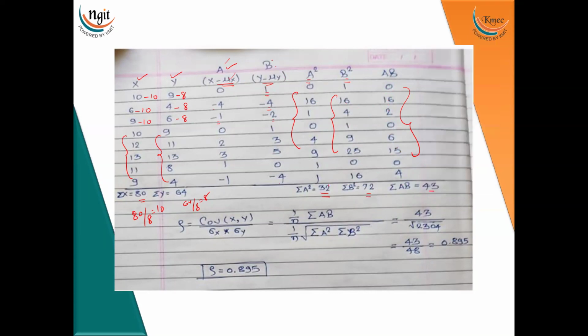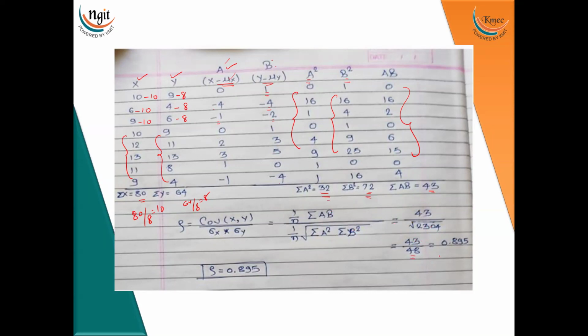Now substitute all these values in the given formula, that is this one. We already discussed the covariance of x comma y divided by sigma x into sigma y. This can be represented as 1 by n sigma AB divided by the square root of sigma A square into sigma B square. That is 43 divided by, when you multiply 32 into 72, we get 2304, and when you take the square root of this, you get 48.